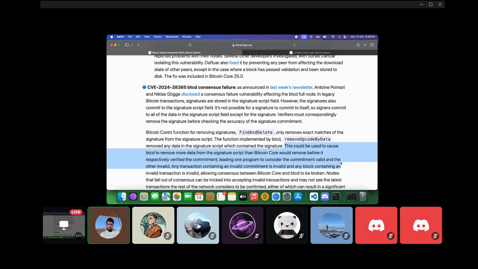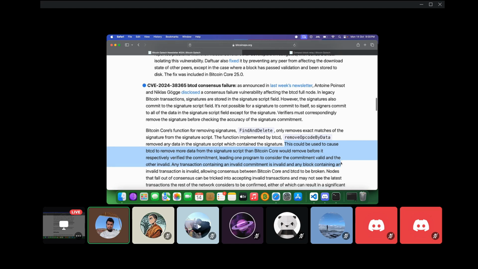So in that situation, a signature might get validated by Bitcoin Core, which might consider that transaction to be valid, but the signature might be invalidated by BTCD, due to which the same transaction would be considered invalid by BTCD. What would happen is that if that transaction is included in a block, Bitcoin Core will consider that block to be valid, and BTCD nodes will consider that block to be invalid, which could lead to a chain split. And this is a very serious issue.